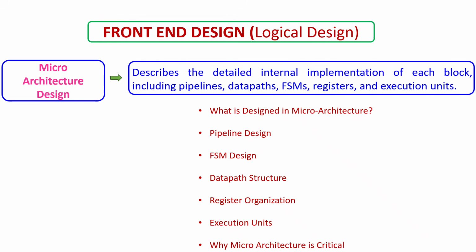The next one is execution unit. These execution units determine performance capability, and they include arithmetic units, logic units, memory access units, and special processing units. Why is this microarchitecture critical? If the microarchitecture is poorly designed, then performance drops, power increases, area increases, and timing becomes difficult. A strong microarchitecture makes RTL design smooth.